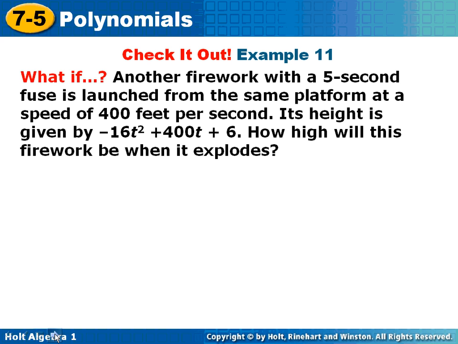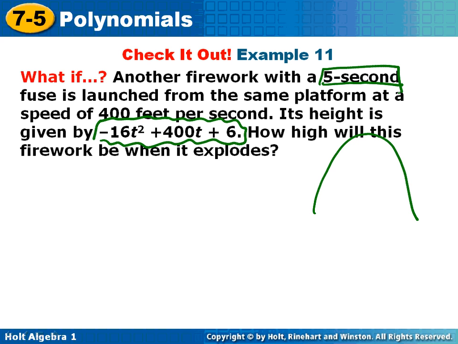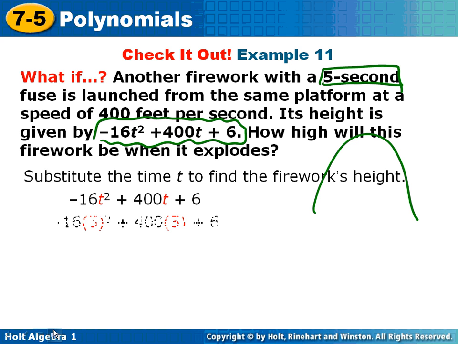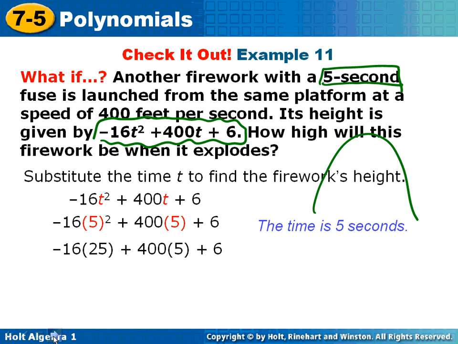We have a firework shot off with a 5-second fuse. That means you light it and in 5 seconds it's going to go off. The height looks like this. What does the firework do when it goes off? Doesn't it go up and then come back down? So what am I going to have to do with this 5? Plug it in. I'm going to take the 5 and plug it in here. Now you should have a calculator where you can multiply this out if you like. The time is 5 seconds, so we plugged in 5.